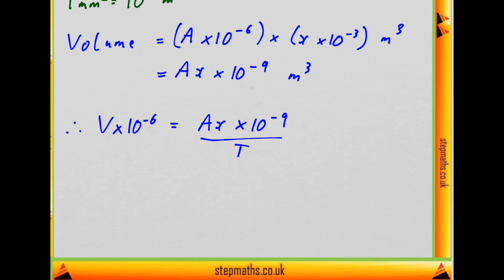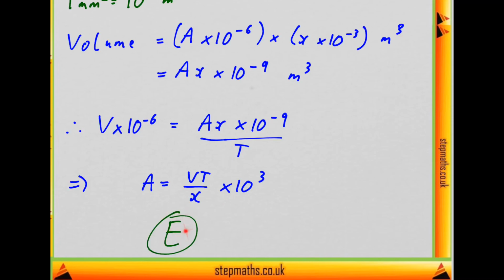So if the powers of 10 weren't here, we'd just bring across the t and divide by x, so we get vt over x. What happens to the powers? Well, what we need to do to cancel this is to multiply by 10 to the 9. If we multiply this by 10 to the 9, the powers add to 9 minus 6 is 3. So we get our vt over x, and then we have an extra factor of 10 to the 3. And that turns out to be option E. So that's the answer.